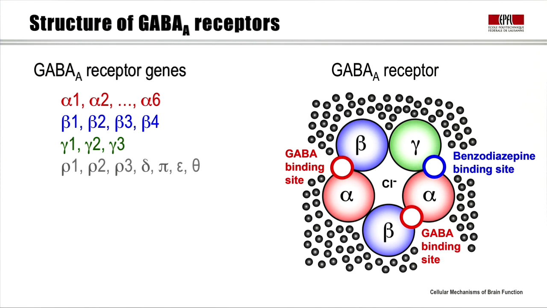The GABA binding site turns out to be somewhere between the alpha and the beta subunit. And so, in fact, there are 2 GABA binding sites between each of the alpha and beta subunits. The benzodiazepine binding site, however, is at a different location and sits between the alpha and the gamma subunits. And in fact, you need to have a gamma-2 or a gamma-3 subunit present in the GABA receptor in order for the benzodiazepines to bind.